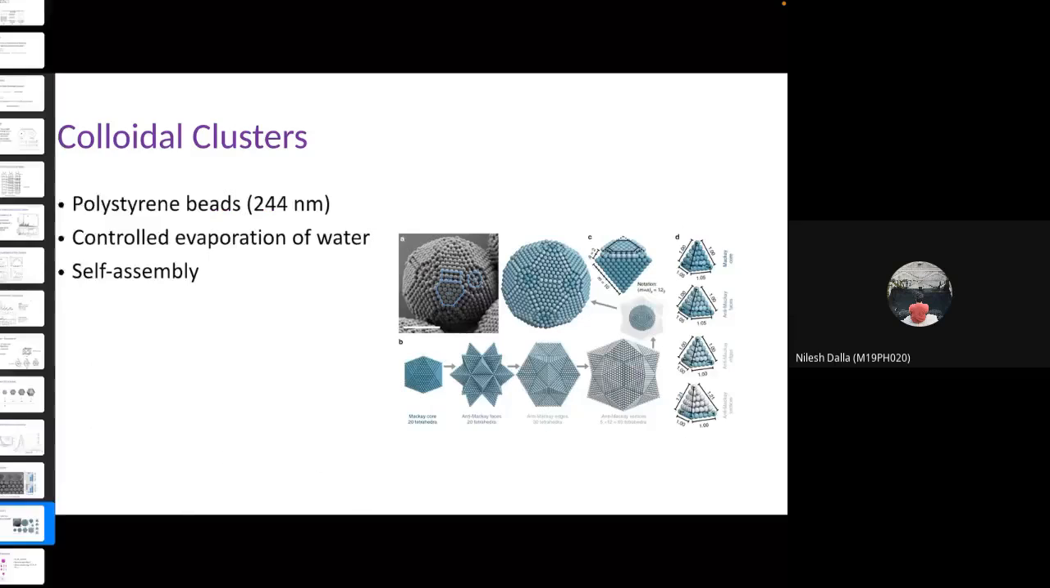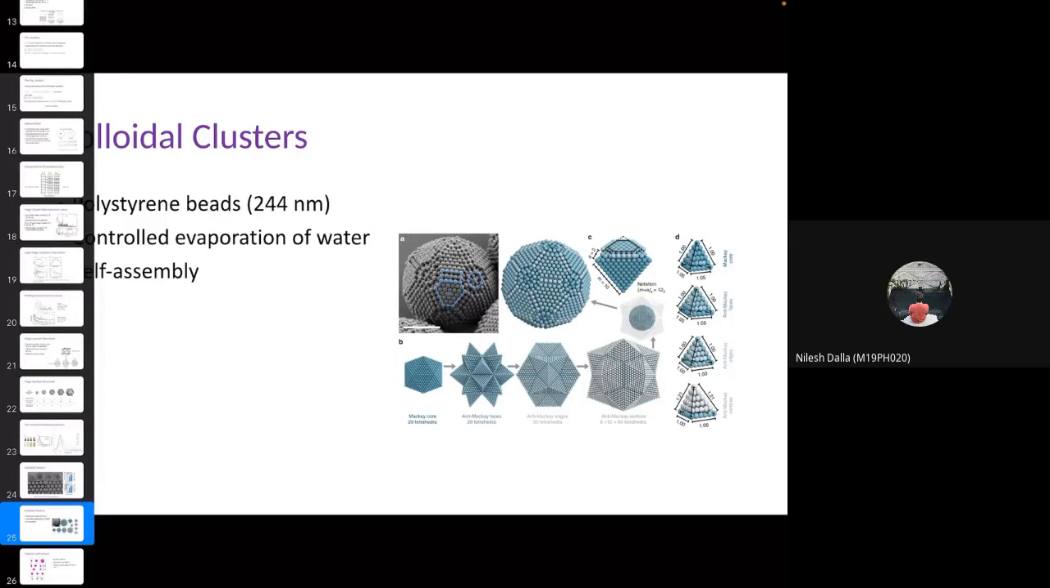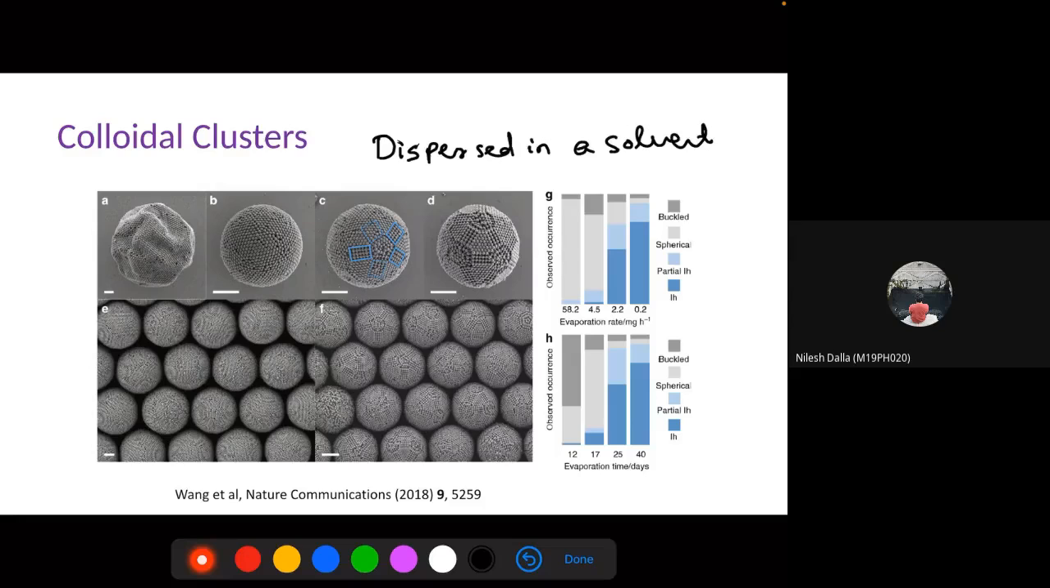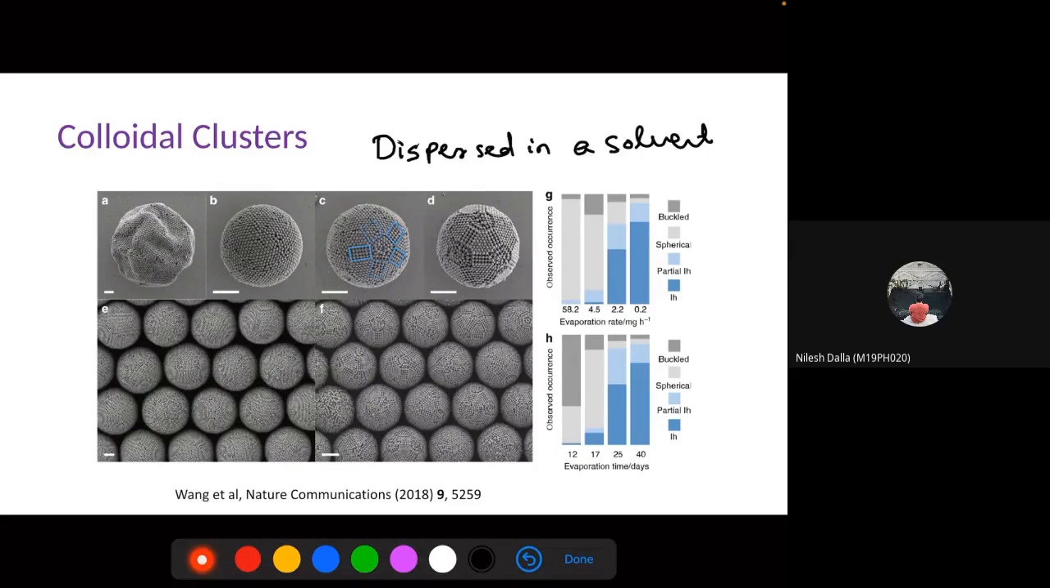So they are dispersed in some kind of solvent, and this is what these colloids are. So colloids are basically particles of a particular diameter, a dimension, which are dispersed in a solvent. It can be metallic, non-metallic, insulating, or semiconducting, whatever. It doesn't matter what the nature is.